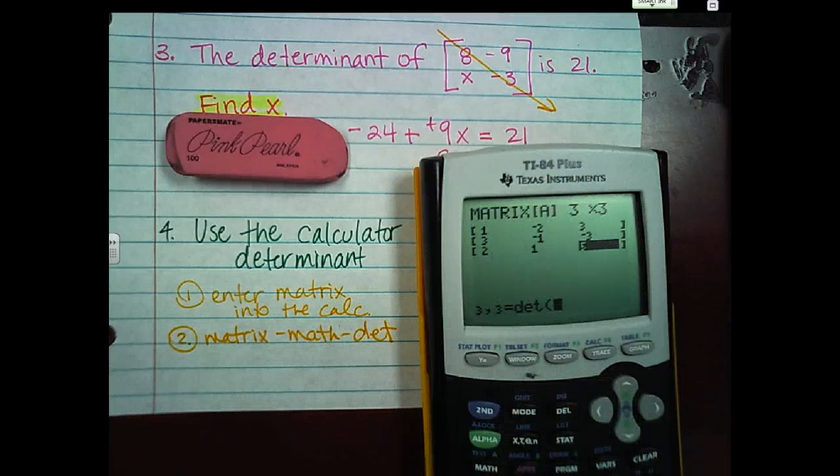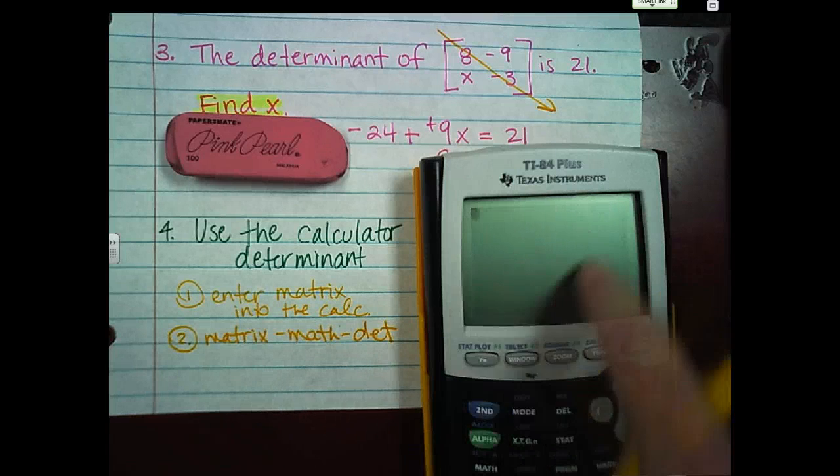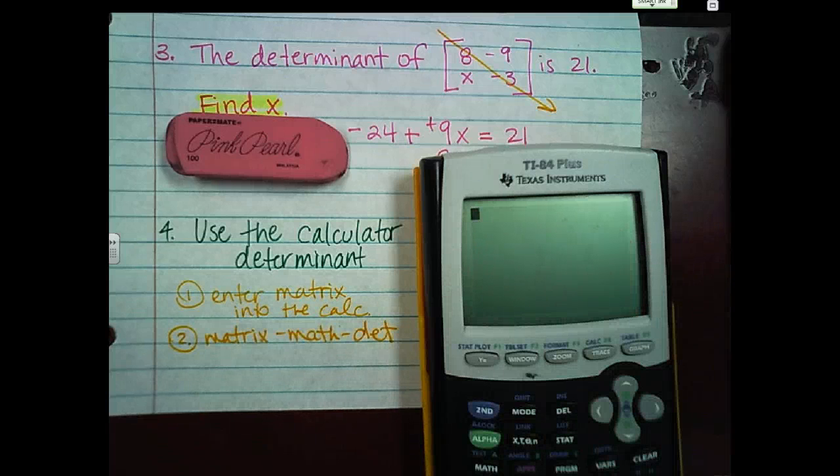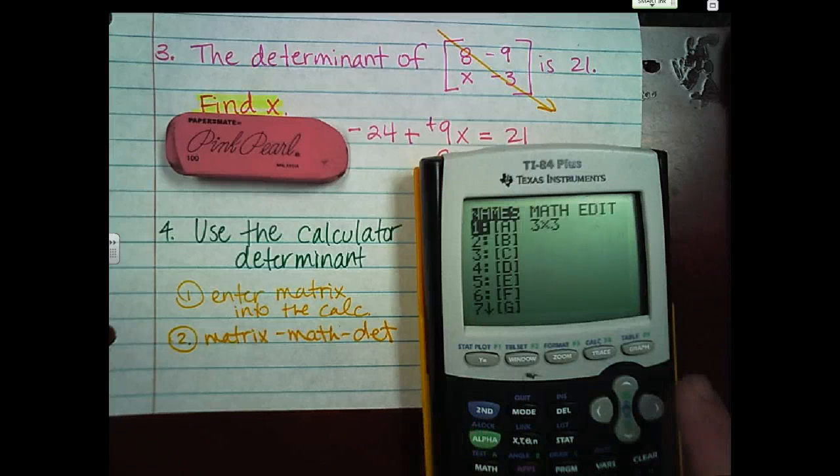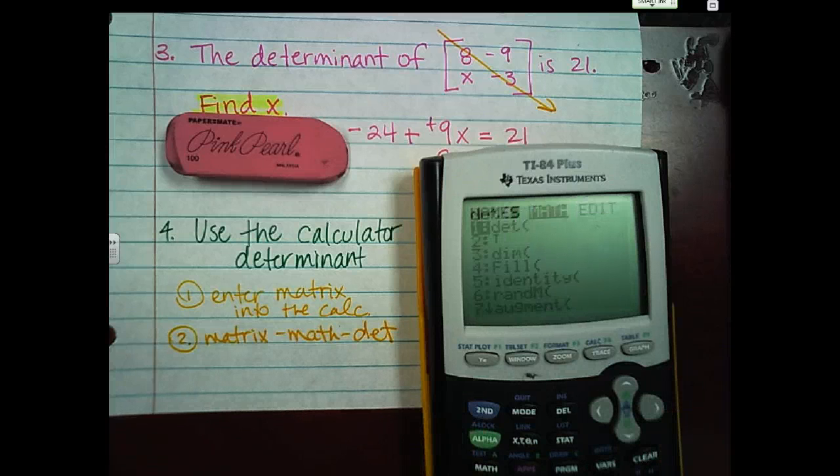Oh, you had to quit out, I'm sorry. Get your screen blank if it wasn't before. So second mode or second quit. Go back to matrix, over to math, I want a determinant.